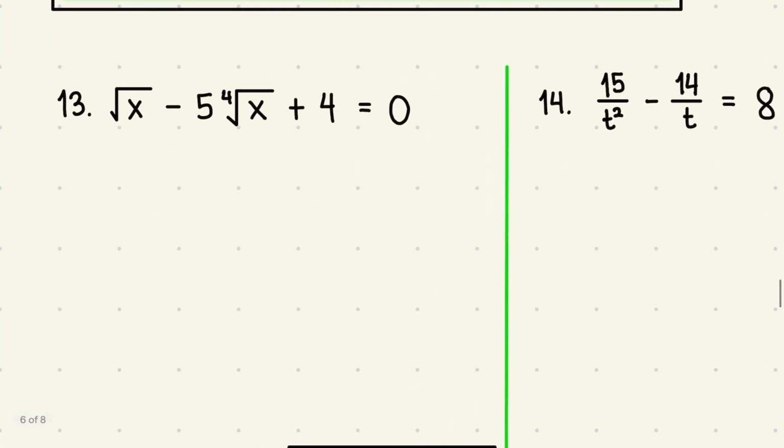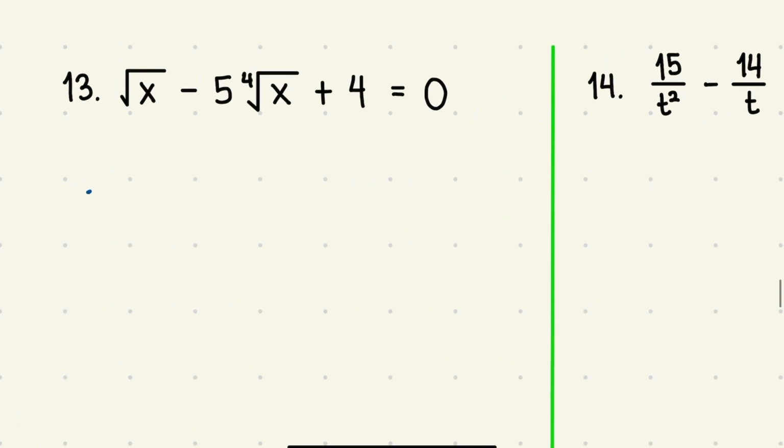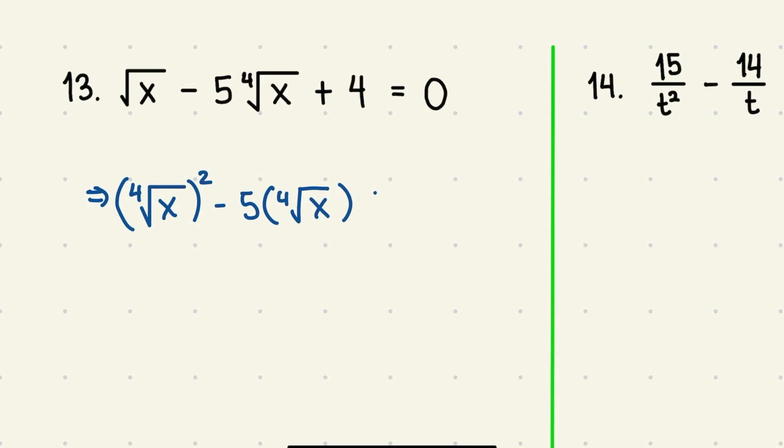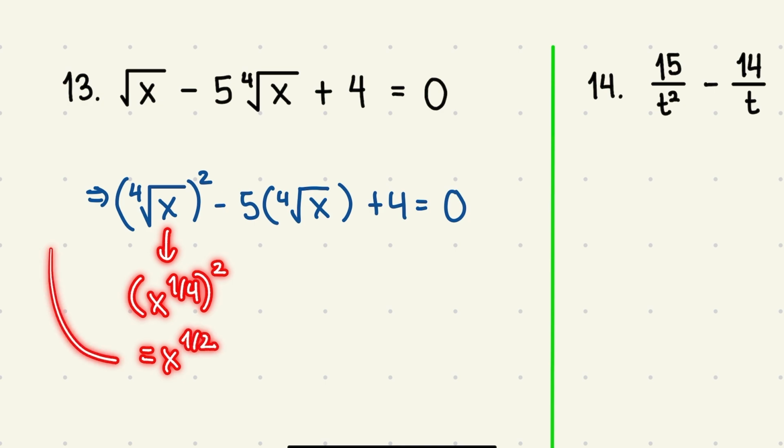So we have here square root of x minus 5 fourth root of x plus 4 equal to 0. Observe that the square root of x in the first term here can actually be viewed as the fourth root of the square root of x squared, minus 5 times the fourth root of x, plus 4 equal to 0. And why is this true? Just recall that this one is equal to x raised to 1/4, squared. When you square that, the exponent becomes 1/2, which is precisely this one.